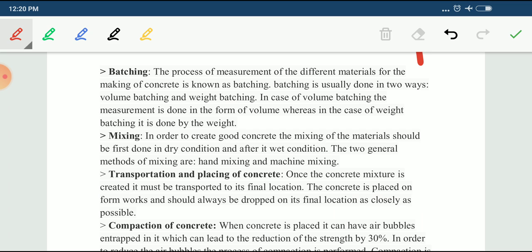Next one is transportation and placing. Always try to mix the concrete near the site where you want to go for concreting. Once the concrete mixture is created, it must be transported to its final location. The concrete should always be dropped in the final location as closely as possible.